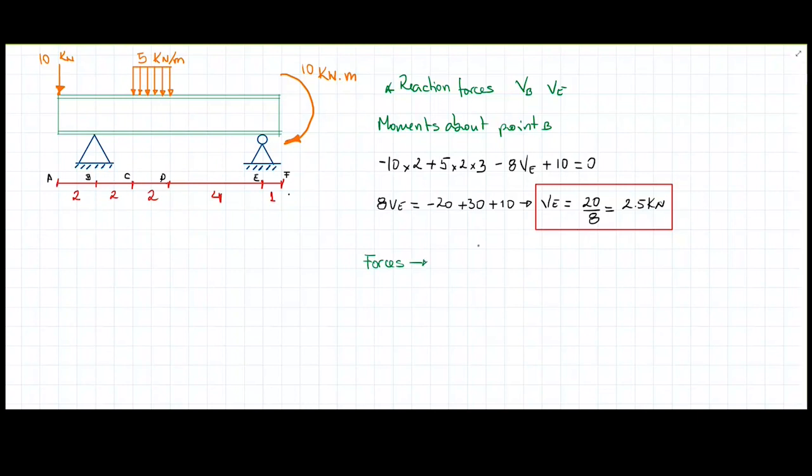It's going to be then minus 10 plus the reaction in B, that I don't know what is that, minus this distributed force, which is going to be 5 times 2, and that's going to be 10 again, and then plus this force BE, which is 2.5 kilonewtons. Then if you calculate that, that should give you B, sorry. It's going to be minus 20, yeah, 17.5 kilonewtons. And I'm going to put again a box here.